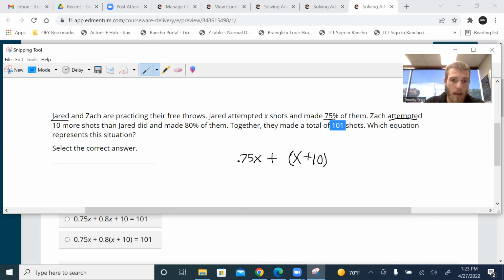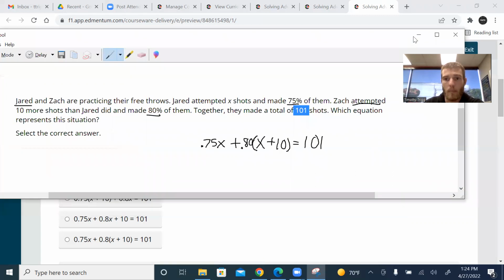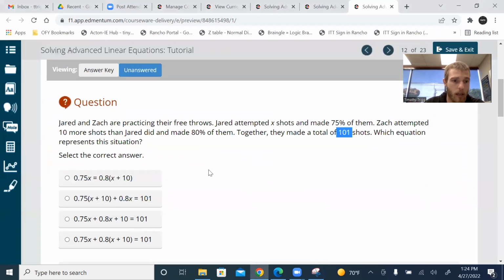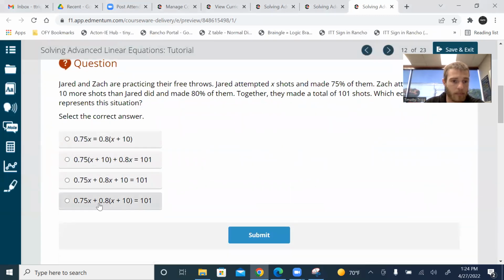Okay. And Zach's free throw average was better. It was 80%. So I'm going to put 0.80 here, multiplied by the number of free throws he attempted. And in total, this gives us 101 made shots. So this should be our equation here. And indeed, we see it right here.